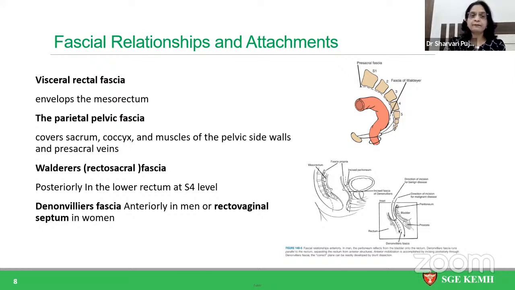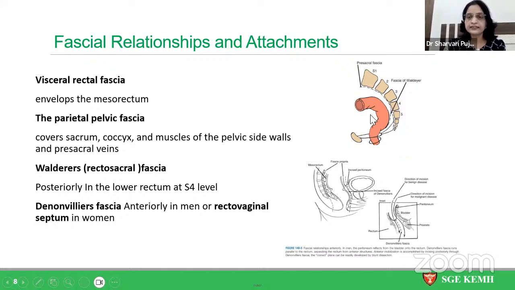The parietal pelvic fascia covers the bony pelvis, the sacrum, coccyx, and muscles of the pelvic side walls, and so it covers the presacral veins. It is the lateral-most structure in the pelvis. These two fascia fuse posteriorly at the level of S4 to form the rectosacral fascia, which needs division in low anterior resection surgery.